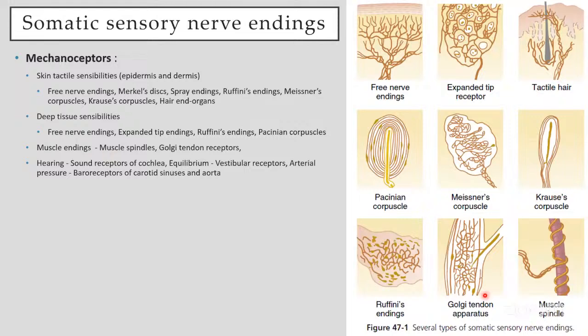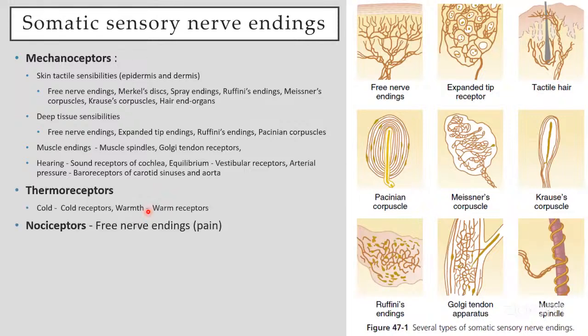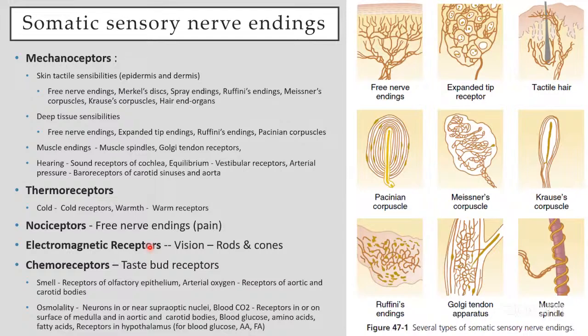The sound receptors of the cochlea, equilibrium vestibular receptors. For arterial pressure, baroreceptors of carotid sinuses and aorta. Thermoreceptors are for cold and warm. Nociceptors are for pain, and electromagnetic receptors within the eye for vision, that is rods and cones. Chemoreceptors are for taste, for smell, osmolality, and other chemicals and metabolites in the blood.